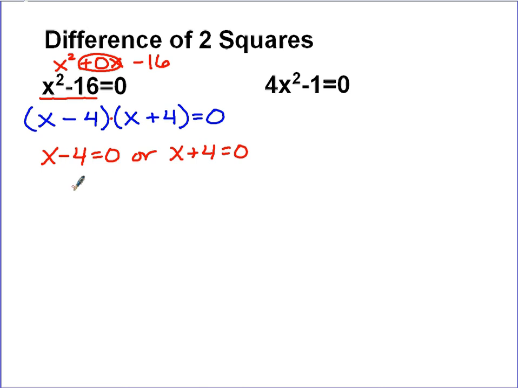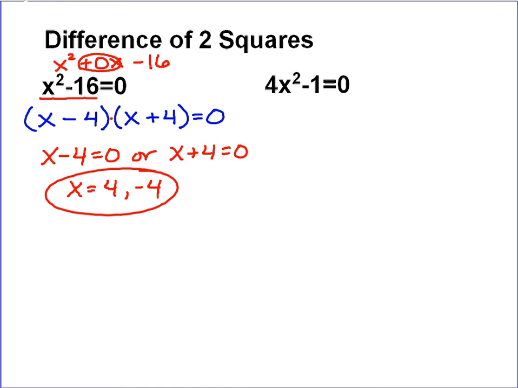And if I add 4 to both sides, I get x equals 4. And if I subtract 4 from both sides on this one, I get negative 4. And so my solution is x equals 4 or negative 4. Okay, so that's a pretty simple one.